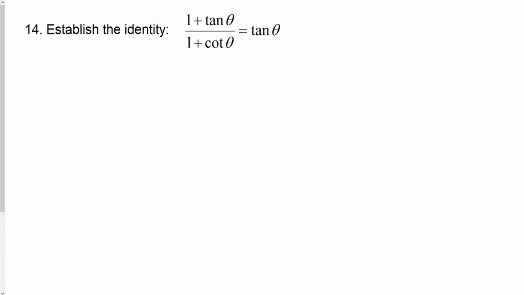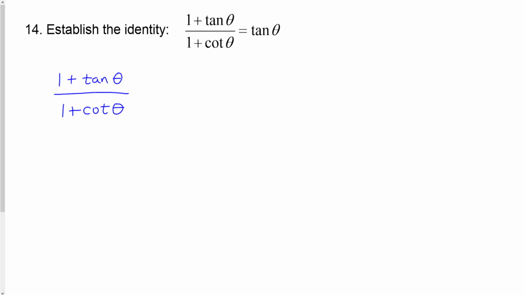Number 14. Establish the identity 1 plus tangent theta over 1 plus cotangent theta equals tangent theta. Alright, so I will start with the left-hand side. Sometimes problems will say establish the identity, prove the identity. You know, it's all the same thing. We want you to start with the left-hand side of the equation and work to the right-hand side, or vice versa. Generally, I just pick the side that looks more complex because there's more stuff to cancel. Canceling is easier than putting stuff in that doesn't exist.